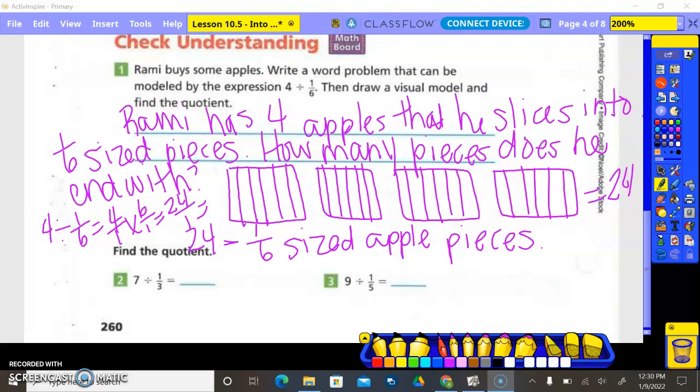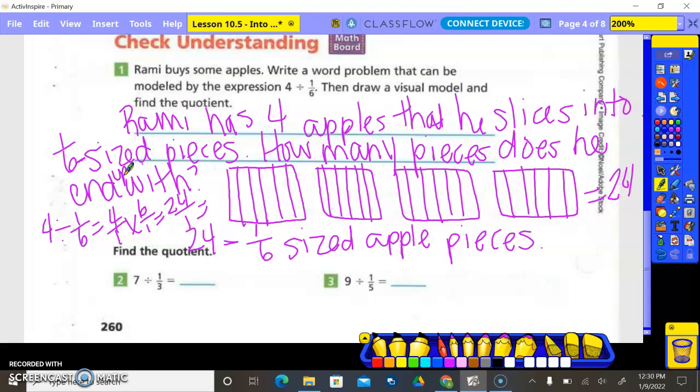Okay, so the word problem we came up with was: Rami has 4 apples that he slices into 1/6 sized pieces. How many pieces does he end up with? Okay, so we drew 4 boxes, broke each one of those boxes into 6 sizes, which got 1/6 size pieces, which got us 24 total.